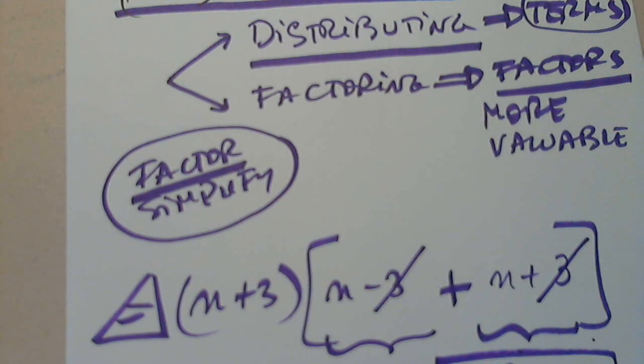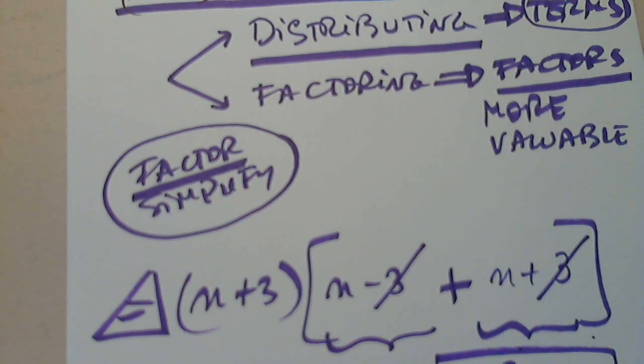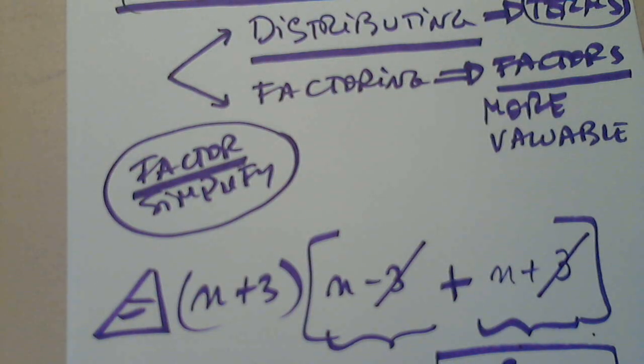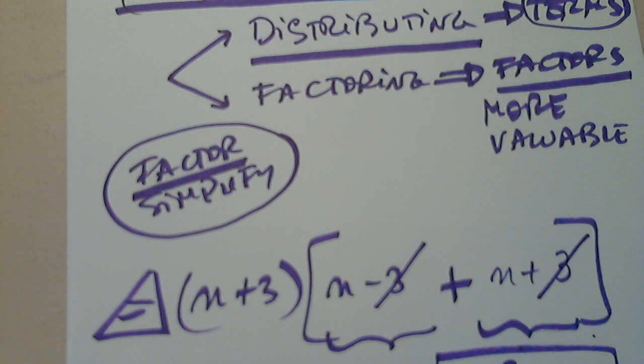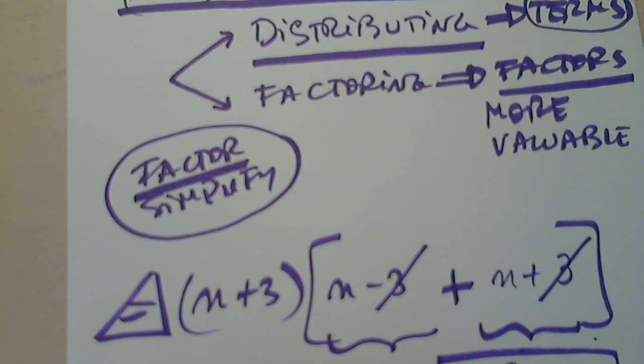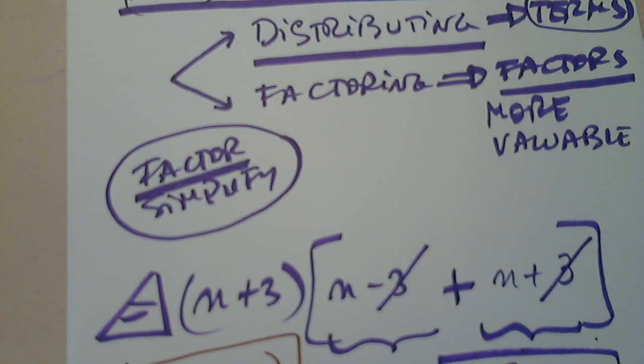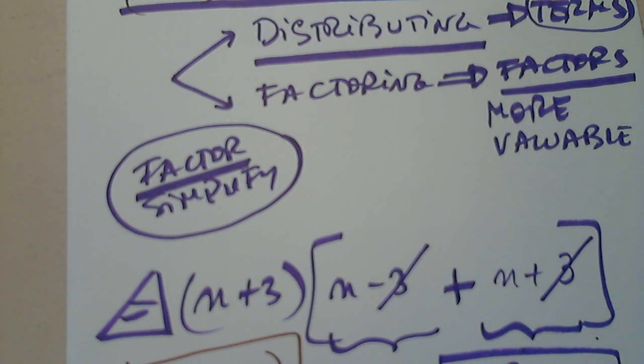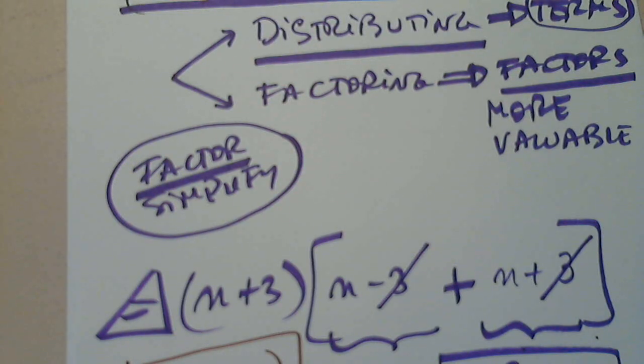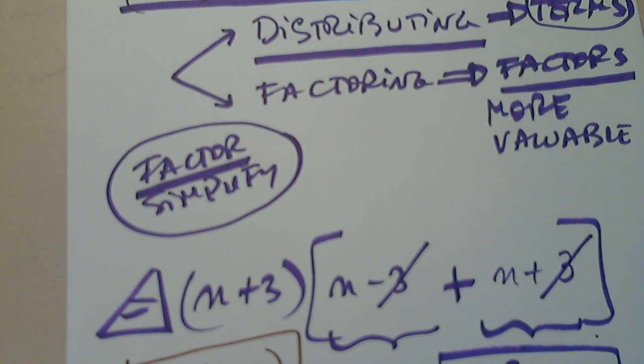Now, this is perfect, but this is way more valuable than this, because this is in factor form. What factor form? 2n times n plus 3. This form of the same expression is way more valuable than this one. If I need to solve equations or simplify an expression, this is the one I need, not this. Okay, we're going to see the factoring, as I mentioned.